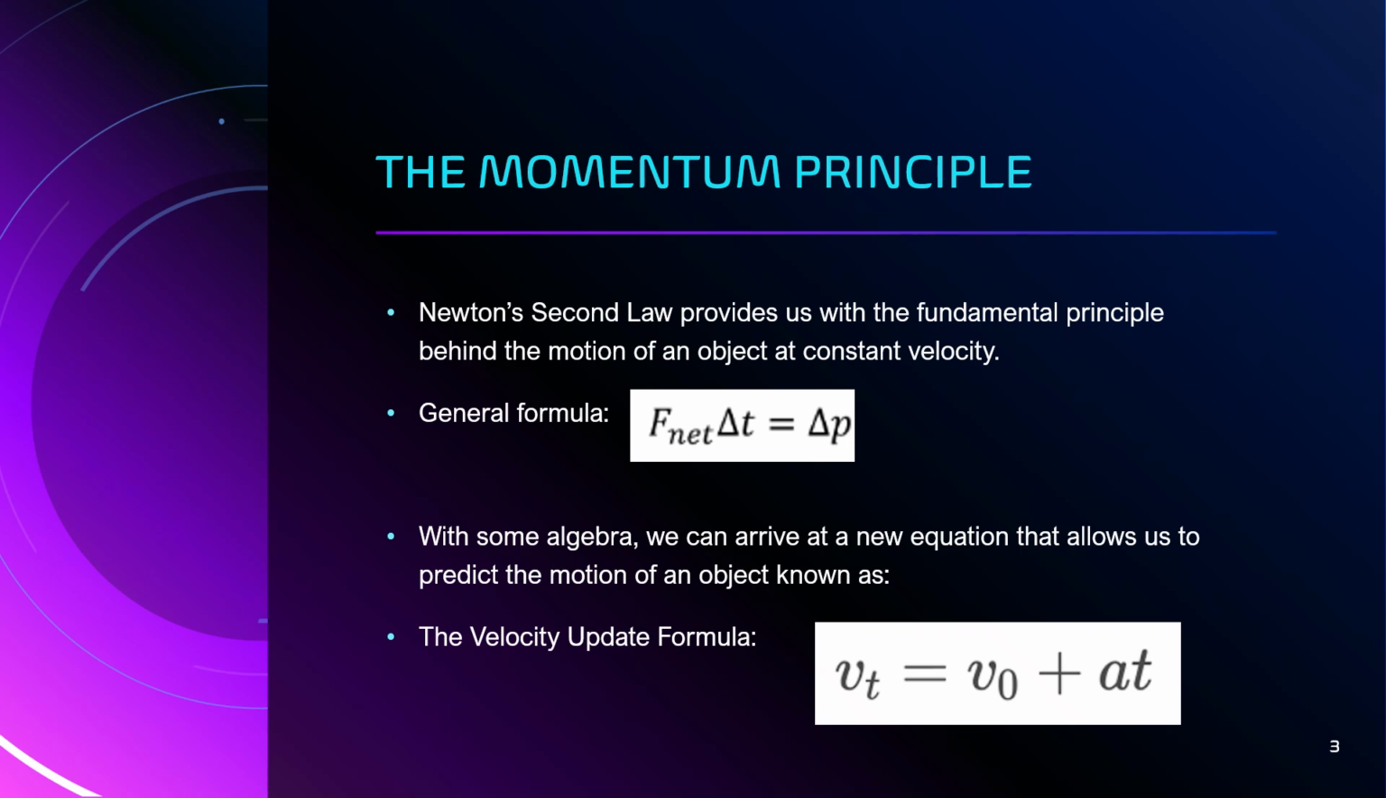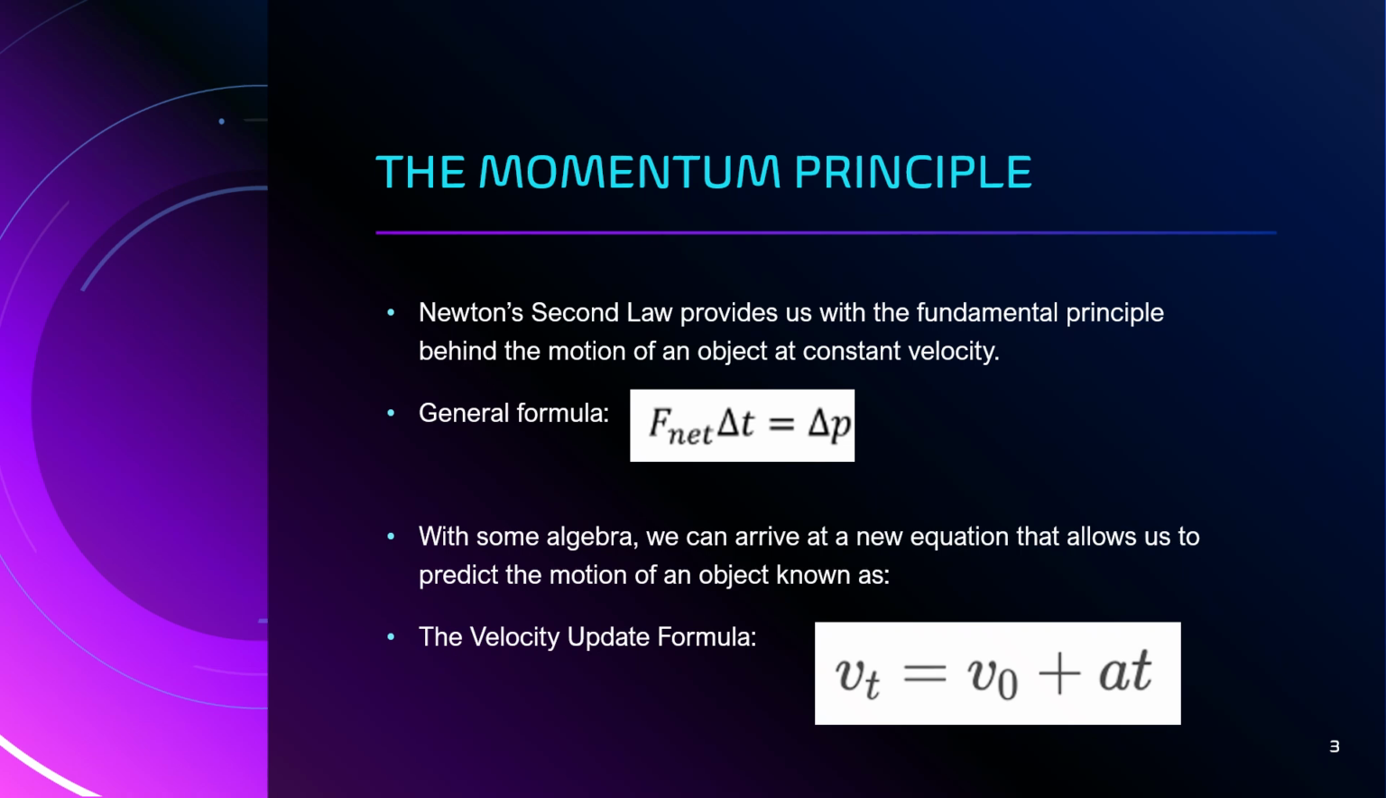And so with some algebra, we can rearrange this equation to predict the motion of an object, and we arrive at a new equation, which is known as the velocity update formula. The velocity update formula: the final velocity is equal to the initial velocity plus the acceleration times the time interval.